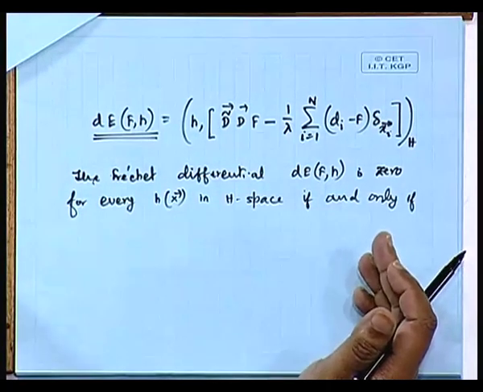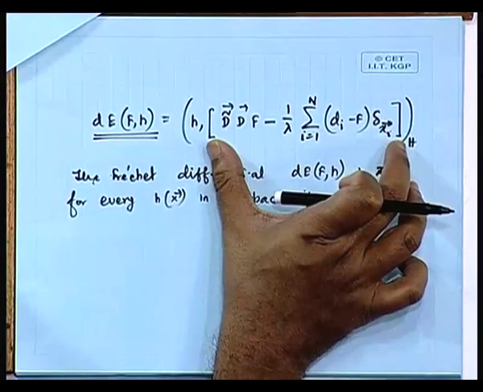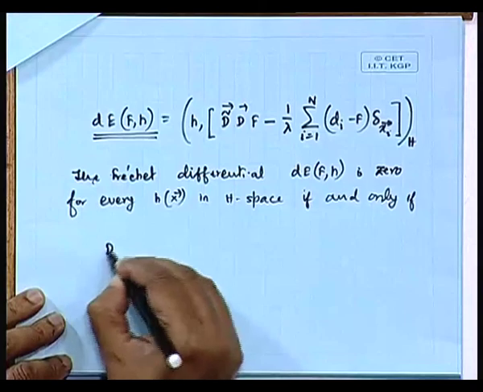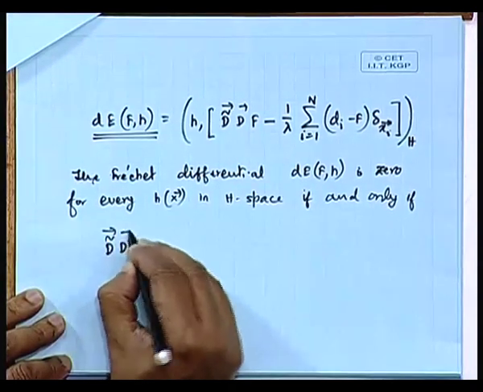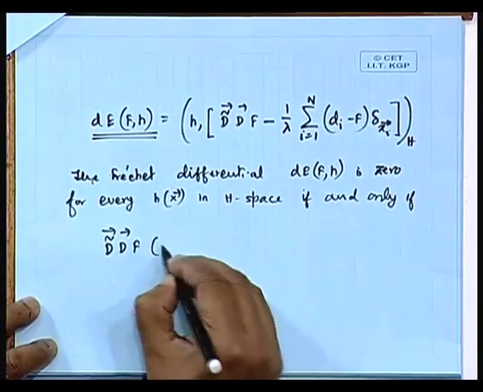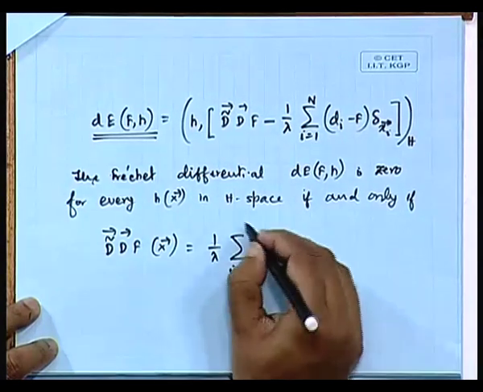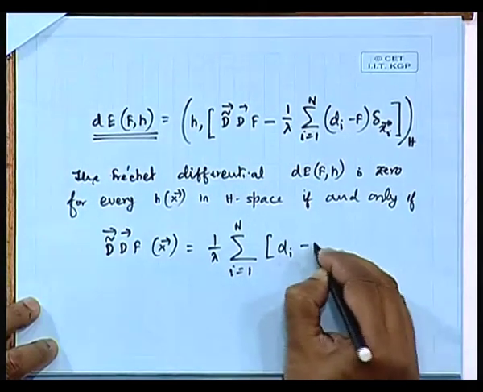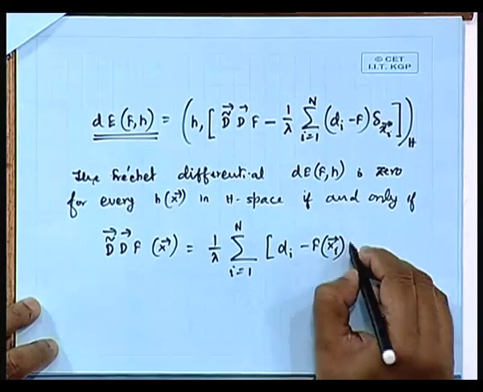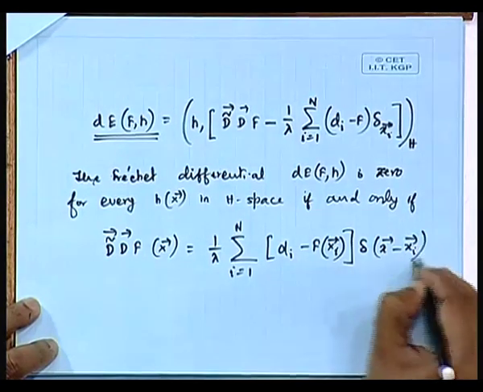This is already written in the inner product form. That means the second term which we have got as the inner product expression has to be equated to 0 simply. So, we have to write it down as d tilde df minus this equal to 0, which equivalently means that d tilde df of x equals 1 upon lambda summation i equal to 1 to n, di minus f of xi, times delta xi, meaning delta x minus xi.